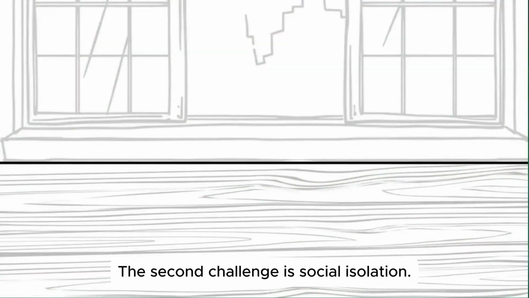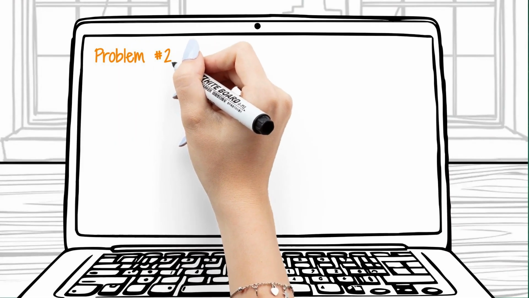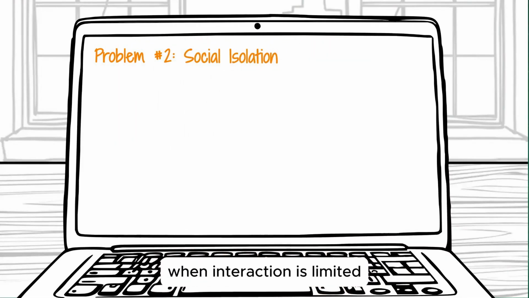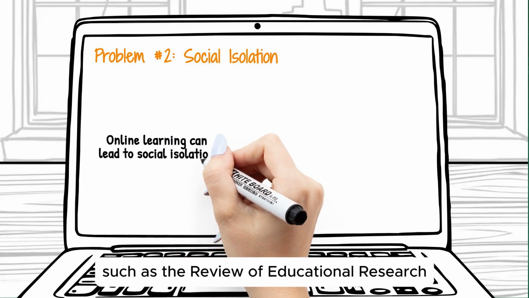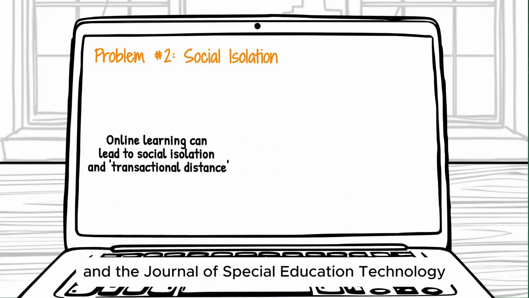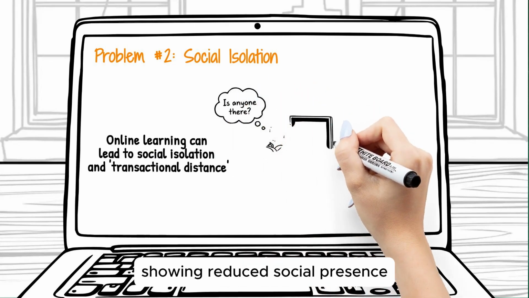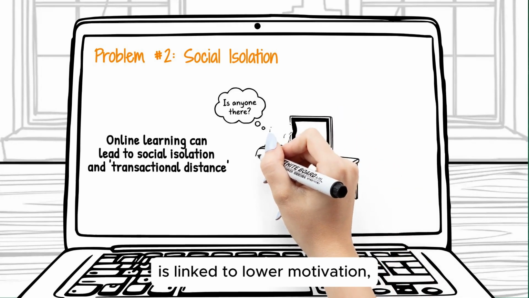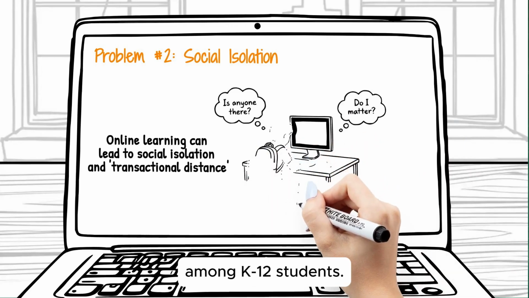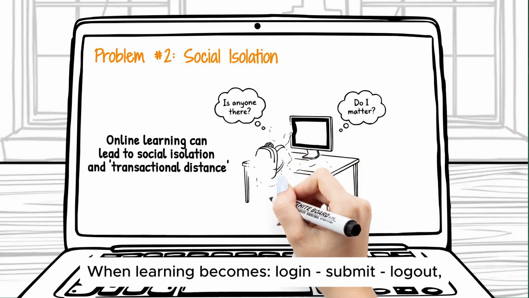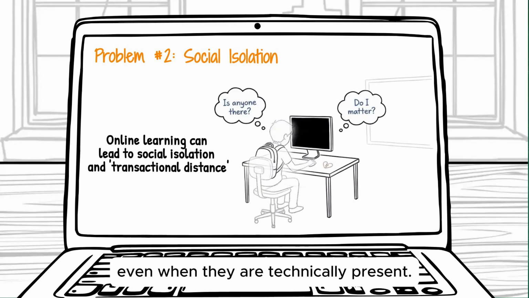The second challenge is social isolation. Distance learning research describes this as transactional distance, the psychological gap that forms when interaction is limited and communication is delayed. Studies presented in journals such as the Review of Educational Research and the Journal of Special Education Technology report that online learning communities showing reduced social presence is linked to lower motivation, weaker engagement, and increased feelings of loneliness among K-12 students. When learning becomes log in, submit, log out, students may feel invisible, even when they are technically present.